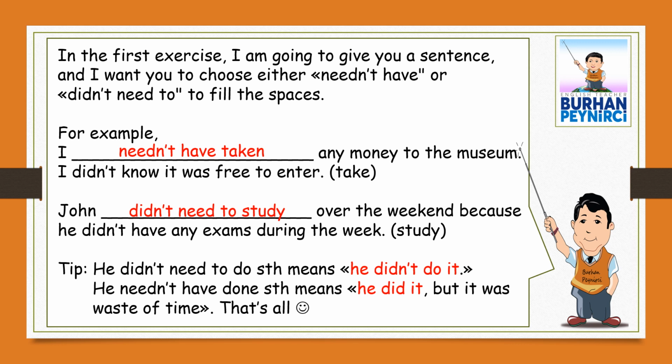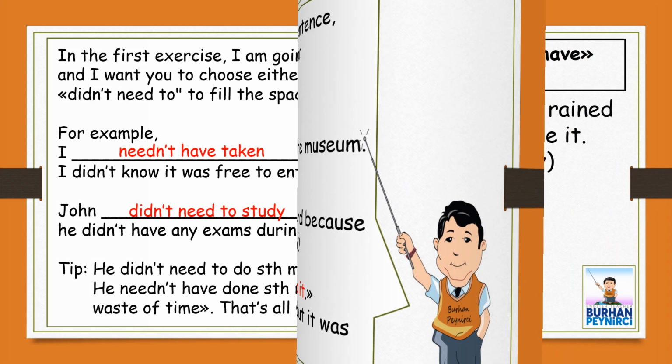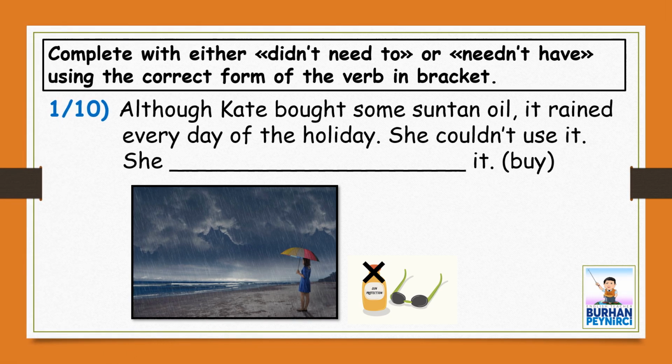I will give you a tip now. He didn't need to do something means he didn't do it. And he needn't have done something means he did it, but it was a waste of time. That's all. Let's begin. Complete with either didn't need to, or needn't have, using the correct form of the verb in brackets. Question number 1.